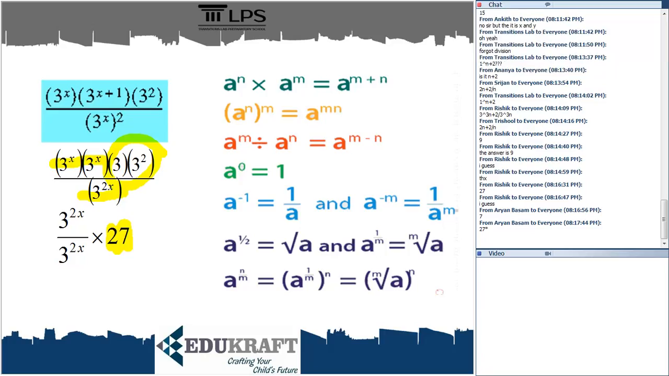So therefore, Rishik is right once again. Aryan has also answered the question correctly. So Aryan is the second student who has answered the question correctly. The answer to this question is 27. So once again, Rishik was the first student to answer the question correctly, followed by Aryan. So I'm happy students are getting the answers now.